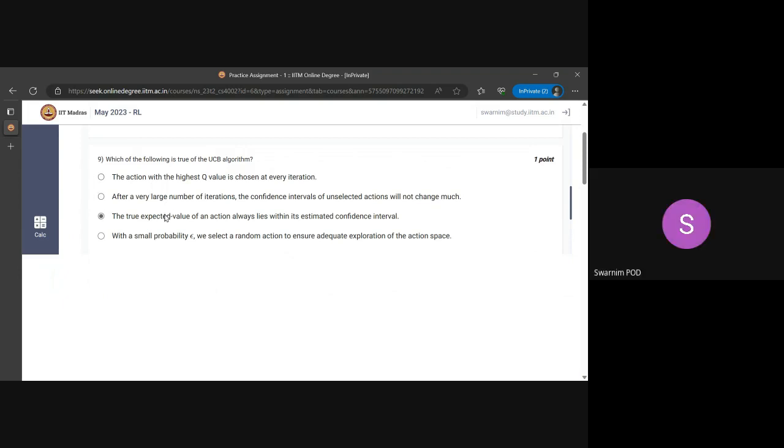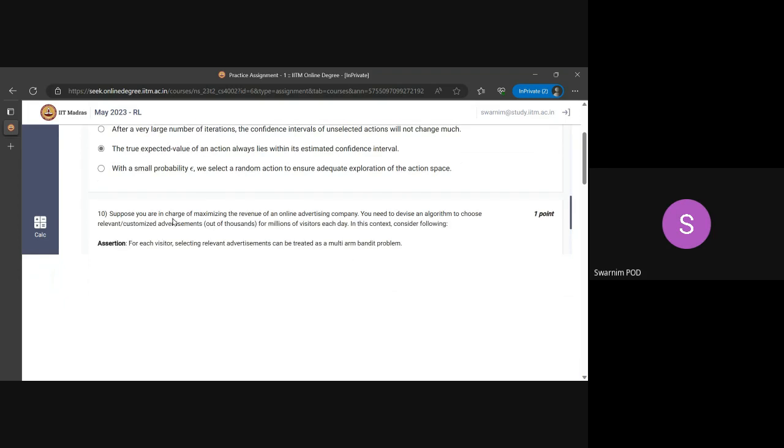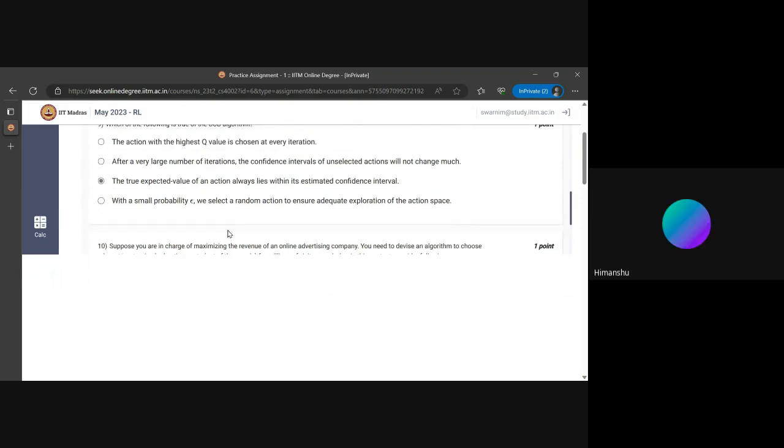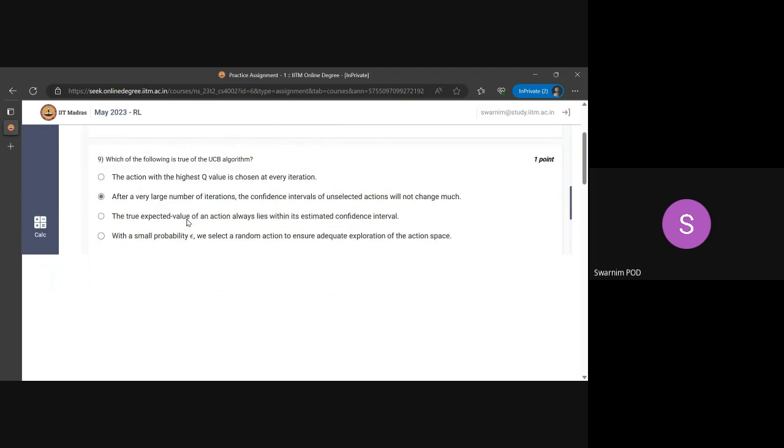So I think 2 or 3, one of these two should be correct. Which one of them is mentioned to be correct? Sir, option number 2. See, sir also mentioned this in the lecture, that it's an interpretation that the expected value lies within its estimated confidence interval. But if you look from a strictly statistical point, that's not the correct interpretation, right? But for the algorithm, we do it. I think that's right. Option number 2 is correct, not the third one.